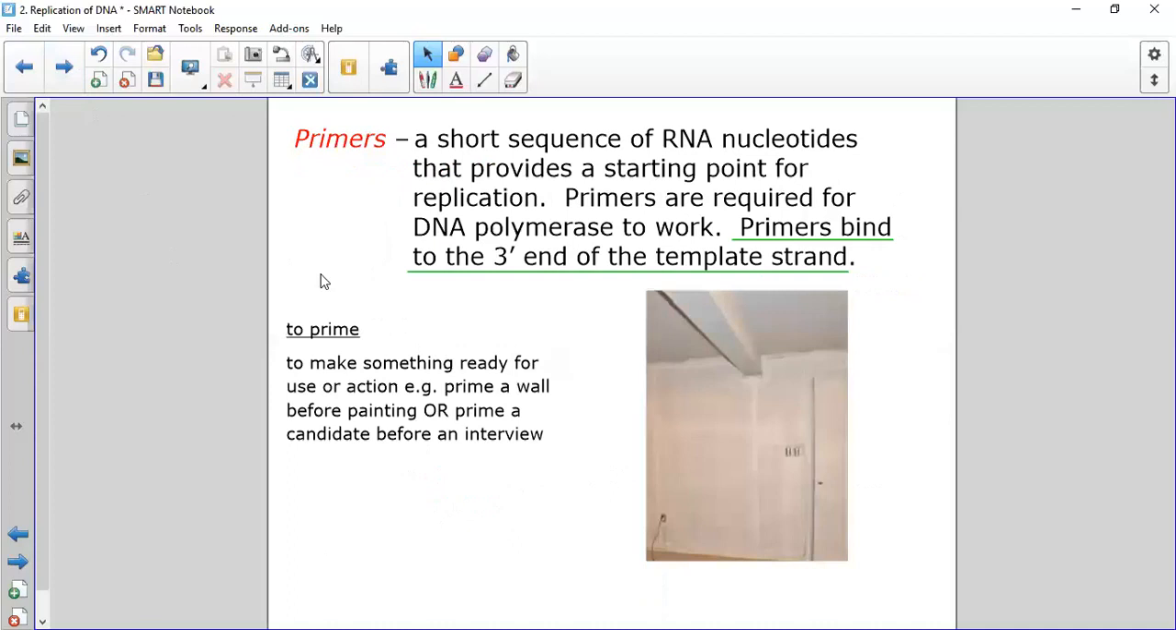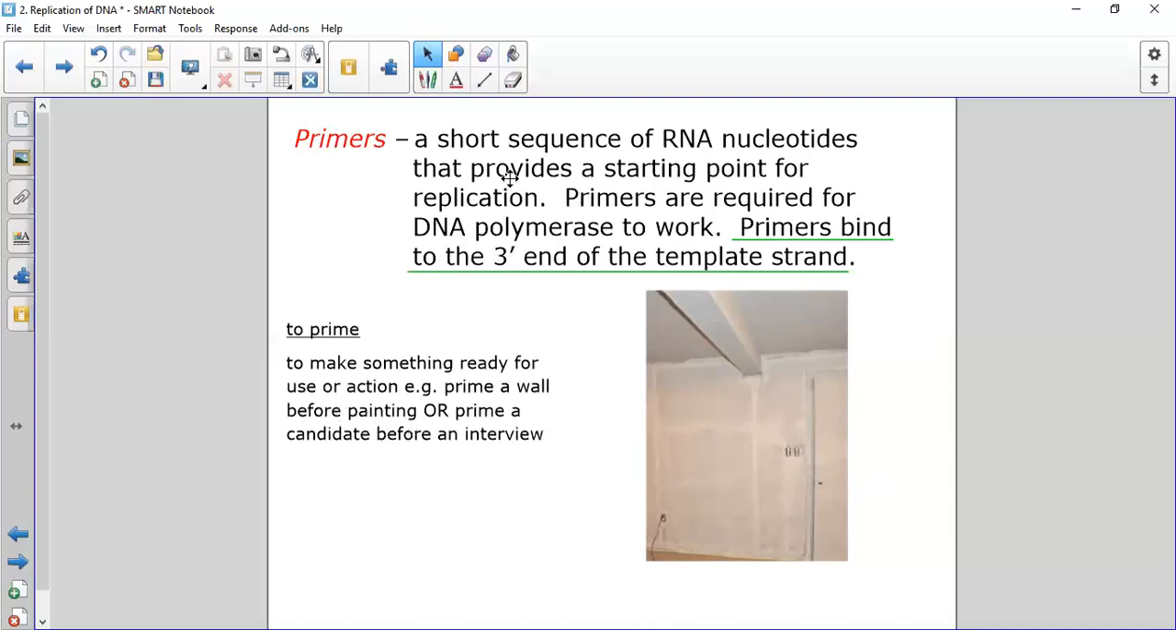And then we've got this new word, primers. Okay, now to prime something, you may already know, means to make something ready for use or ready for action. So decorators might prime a wall before they paint it, make it ready, fill in all the holes and any funny marks there are, make sure it's all kind of a nice blank canvas. Or you might get primed before you go for an interview, somebody might prepare you.